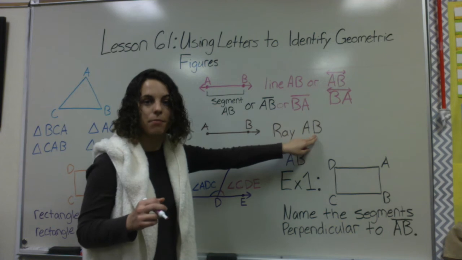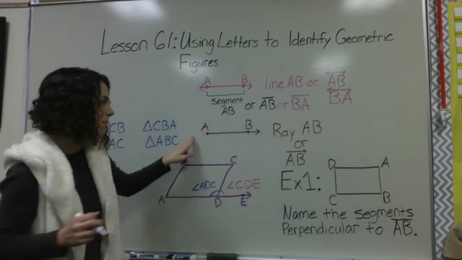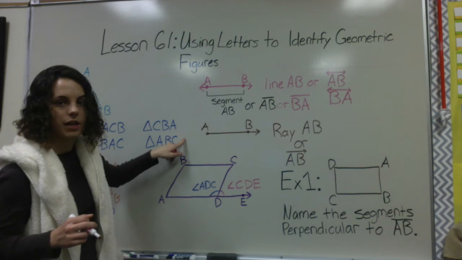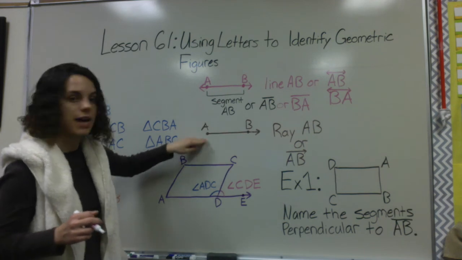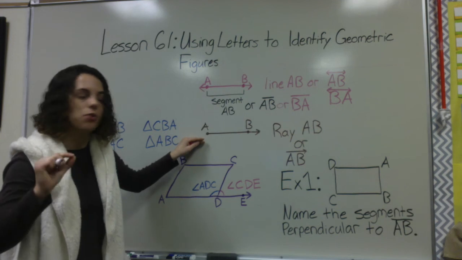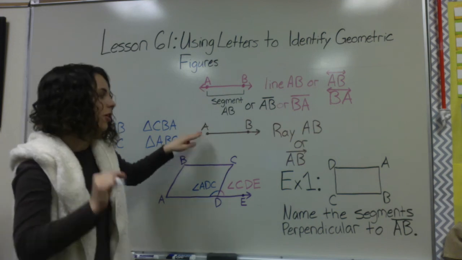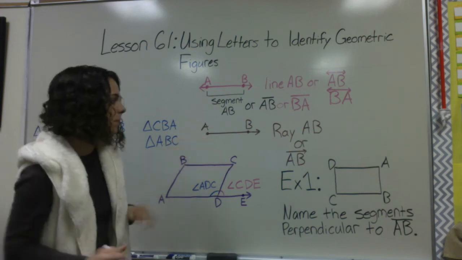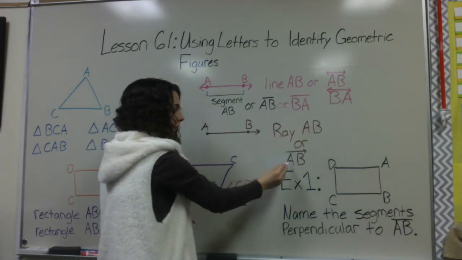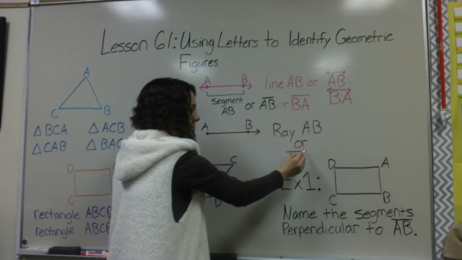I cannot say ray BA, because that would mean this is my starting point and it does not end over here, but that would be incorrect. That's not how this is labeled. So a ray does matter how you label it or how you name it. So I can write ray AB, or I could write AB and draw a ray over it.